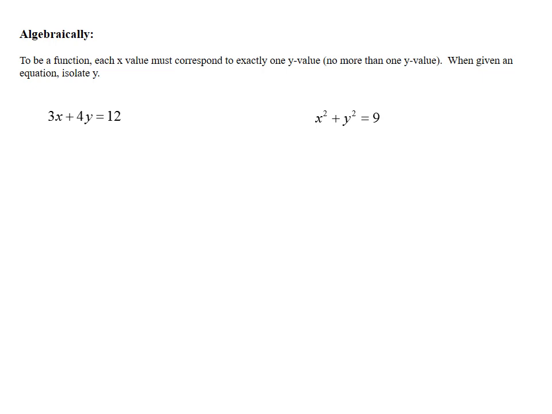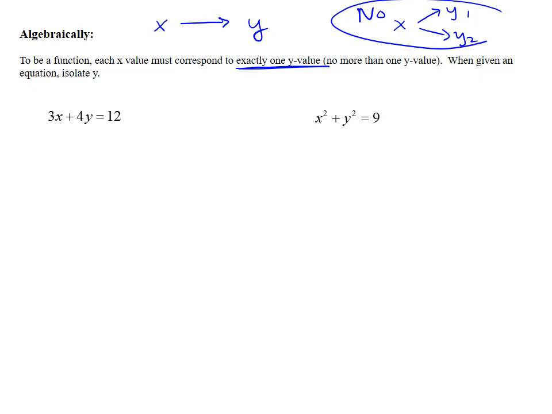A relationship can also be expressed as an equation, in other words, algebraically. To be a function, we still have the same rule. Each x value must correspond to exactly one y value and no more than one y value. So we're looking for x to correspond to a single y. We do not want x to correspond to two different y values. That is the no-no right there. You can't have that.